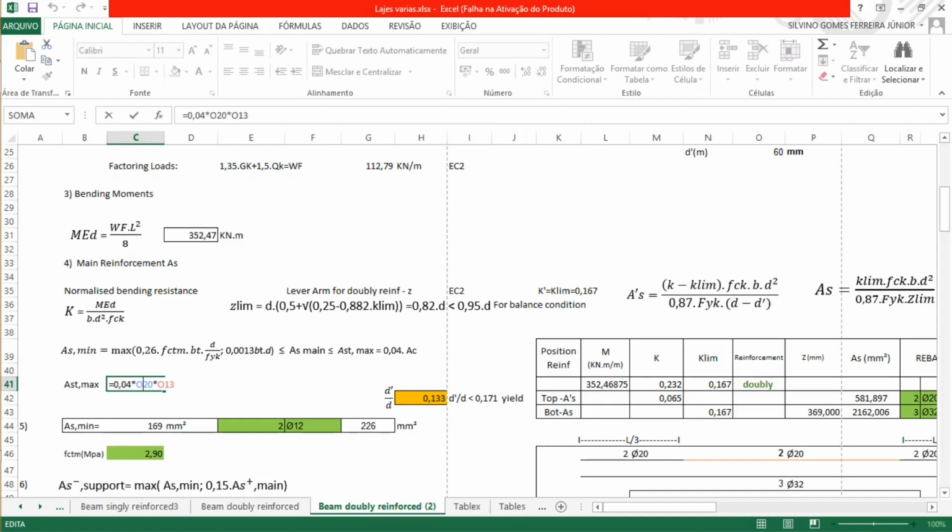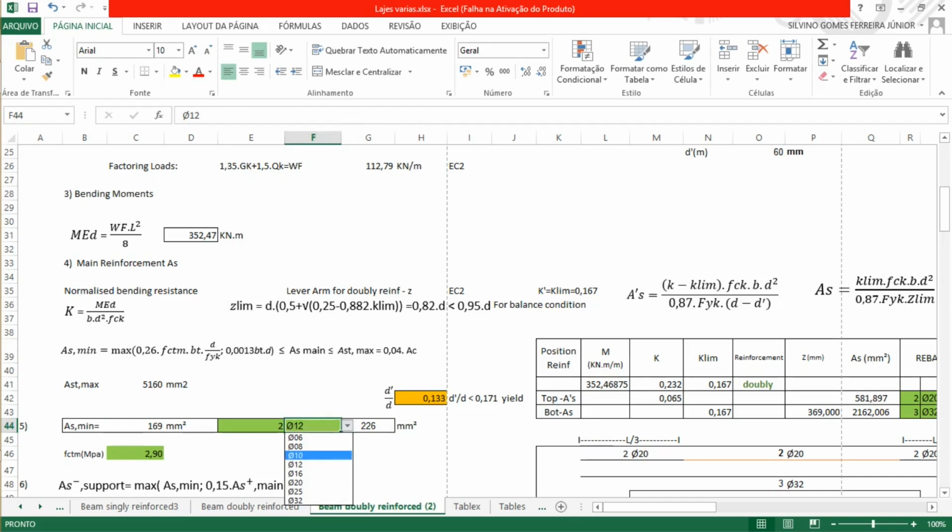So it will give us 5,160 square millimeters. Of course, I don't think this will ever happen, but this is the limit of steel we could use. Here on the minimum we could use two bars on top of 12, which gives us 226, that is bigger than this. If we went to 10, it would be less than what we need for the minimum. So for the minimum we will need this one.